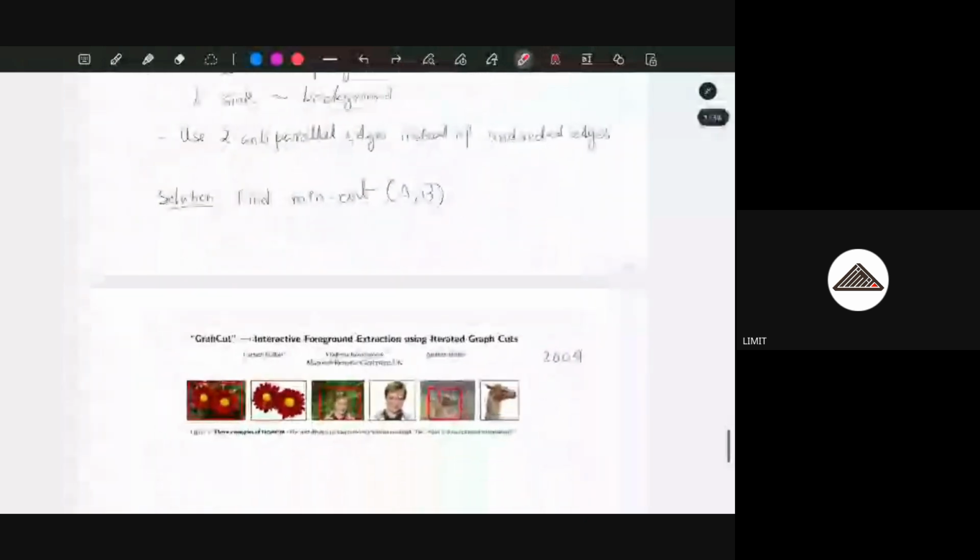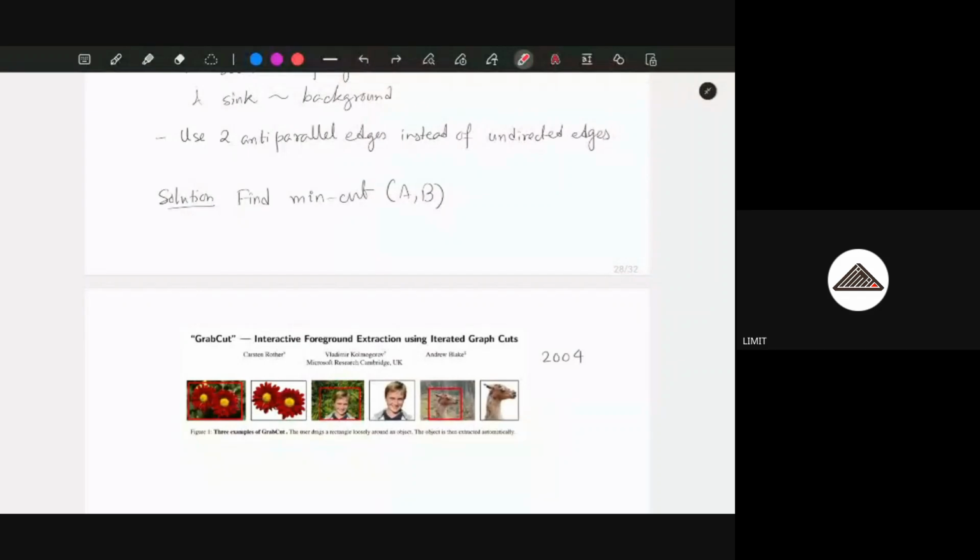Although there is a better algorithm now. Yeah, in 2004 it's called GrabCut. You just select some portion. Maybe you have seen this in Google Photos, maybe 1 or 2 years ago. Now they use their artificial intelligence model to separate the background and foreground.